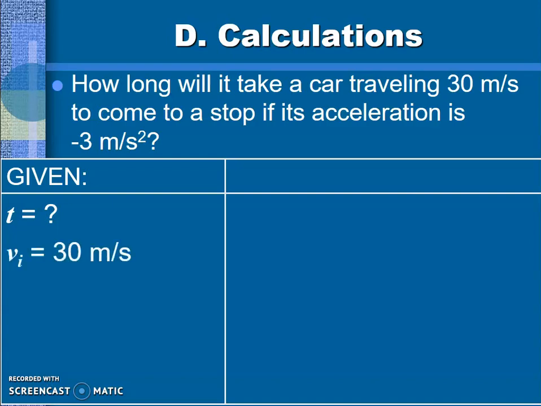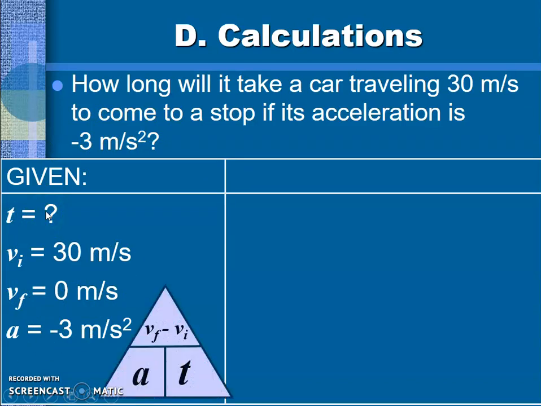Okay, our initial velocity is 30 meters per second because that's how fast the car is traveling. We know our final velocity is 0 meters per second because it says to come to a stop. So a complete stop means a velocity of 0, so that's our final velocity. And we know our acceleration, negative 3 meters per second squared. Okay, so here's all of our information that we know and what we need to know.